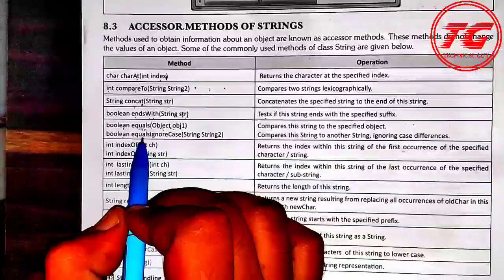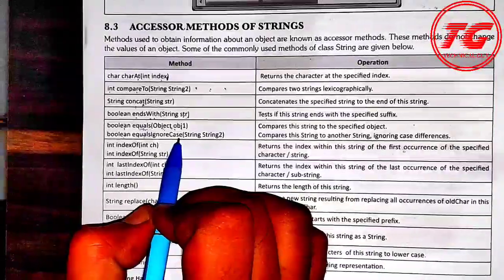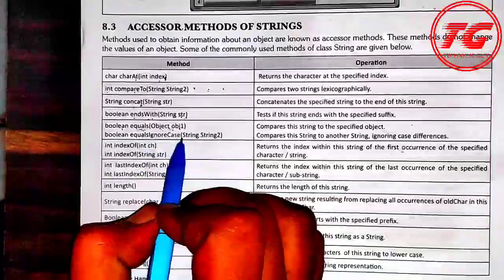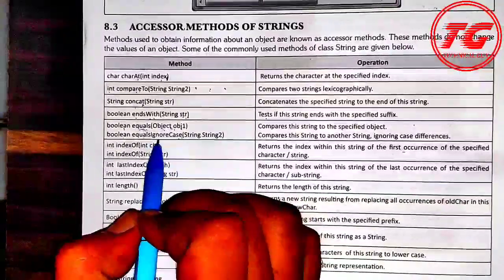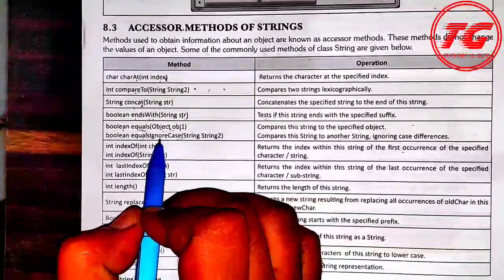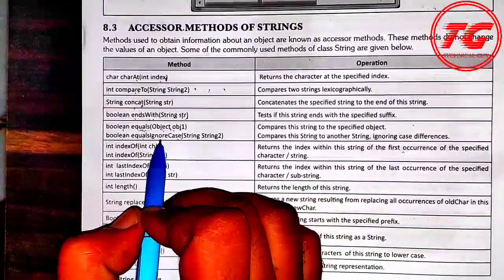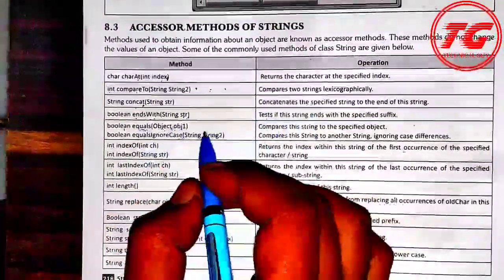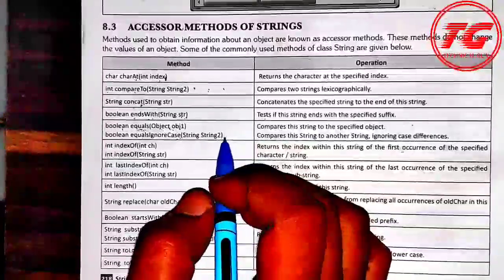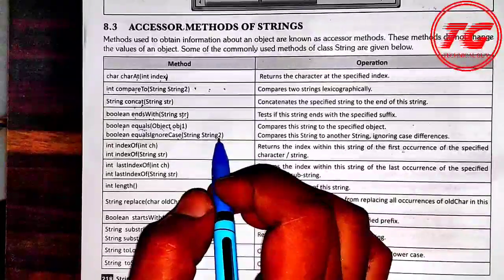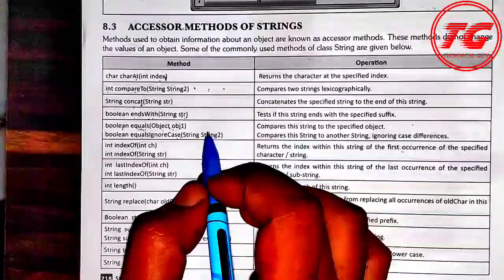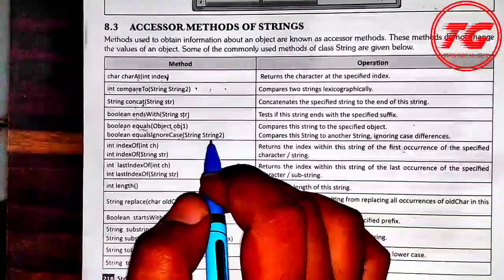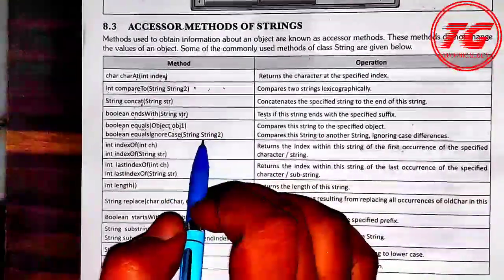Then we have the Boolean equalsIgnoreCase method. It is the same method, but it will ignore the case. If two strings are equal, although they are in different case, it will return true. Suppose we have two strings, hello and hello, and in the first string hello is written in capital letters, whereas in string 2 hello is written in small letters.